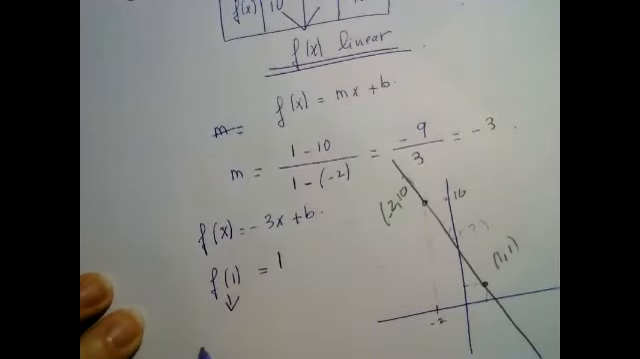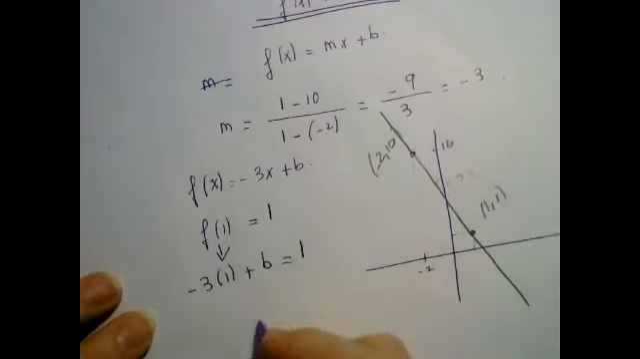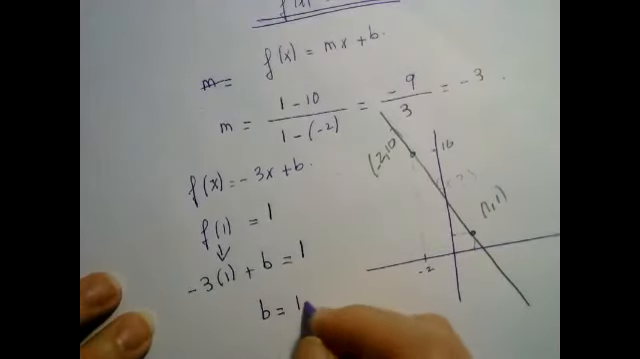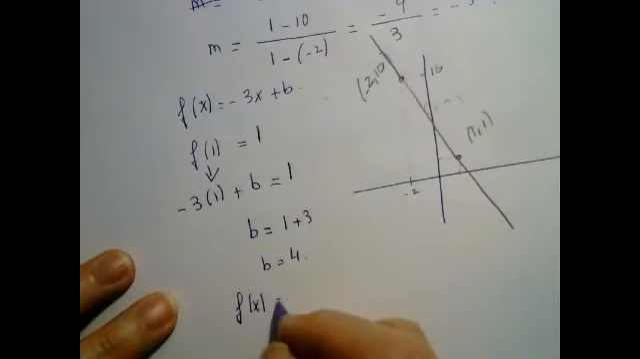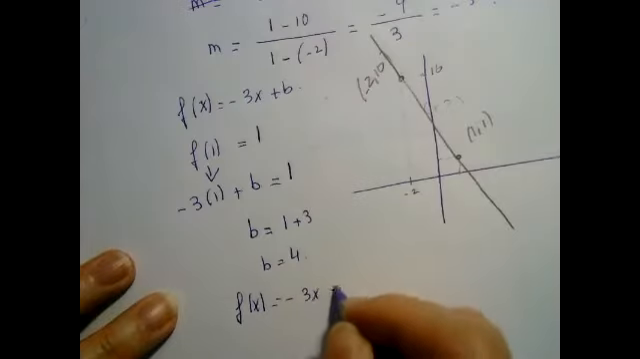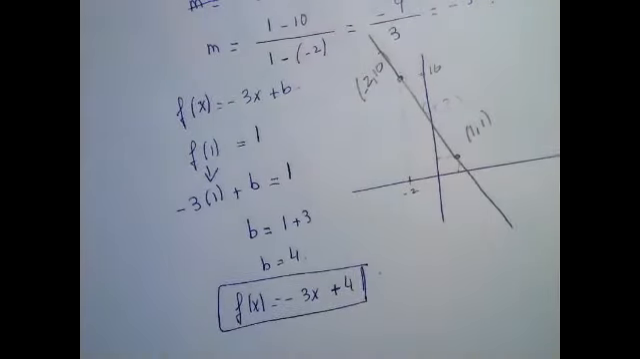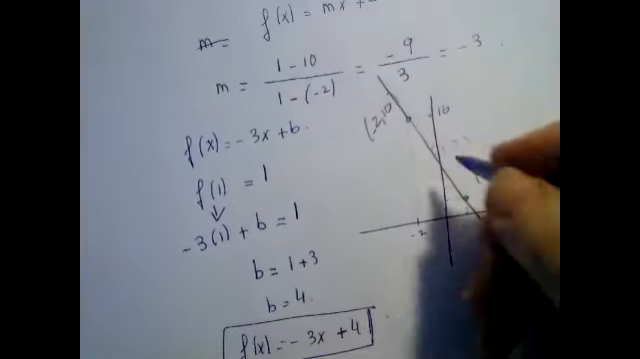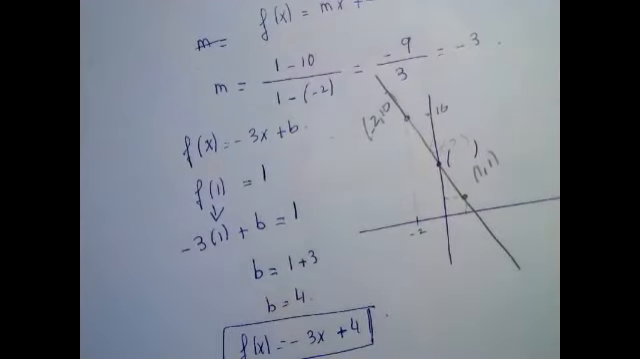So f of 1 means -3 times 1 plus b equals 1. And we can solve for b, which is 1 plus 3, so b is 4. So my f of x equals -3x plus 4. That's the equation, but that's not the answer. That's the equation, so this should be 4 here. That's really my intercept that I had to find. They did not give it to me this time, but I found the intercept.